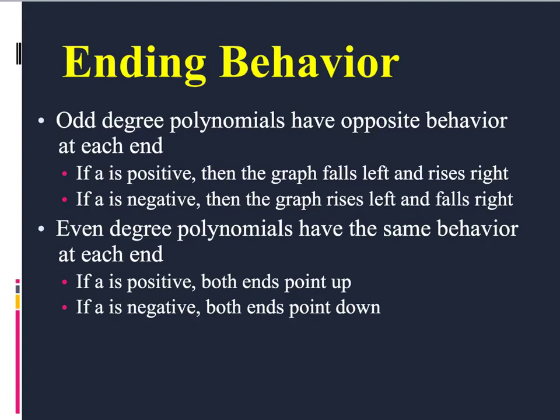So again, odd degree polynomials have opposite behavior at each end. If A is positive, then the graph falls on the left and rises on the right. If A is negative, then the graph rises left and falls right. If you have an even degree polynomial, it's the same behavior on each end. Think about what's going on with your parabola, because that's what's happening here. They rise together or they fall together.